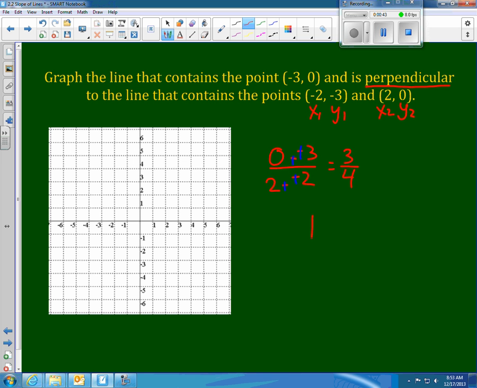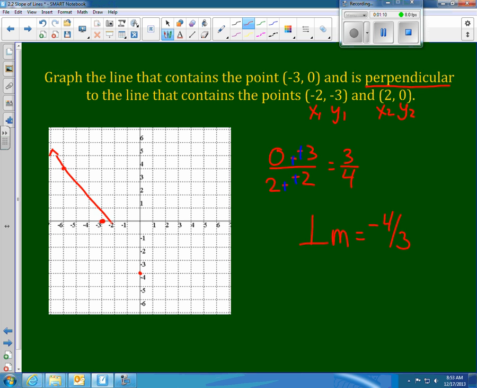So our perpendicular slope, remember the little upside down t represents perpendicular, slope is going to be the opposite. So it was positive, it's going to become negative, and now we're going to flip our fraction. Let's go ahead and graph that. It contains the point -3, 0. And now we're going to do our slope down 4 over 3. And we can also go up 4 and over 3.